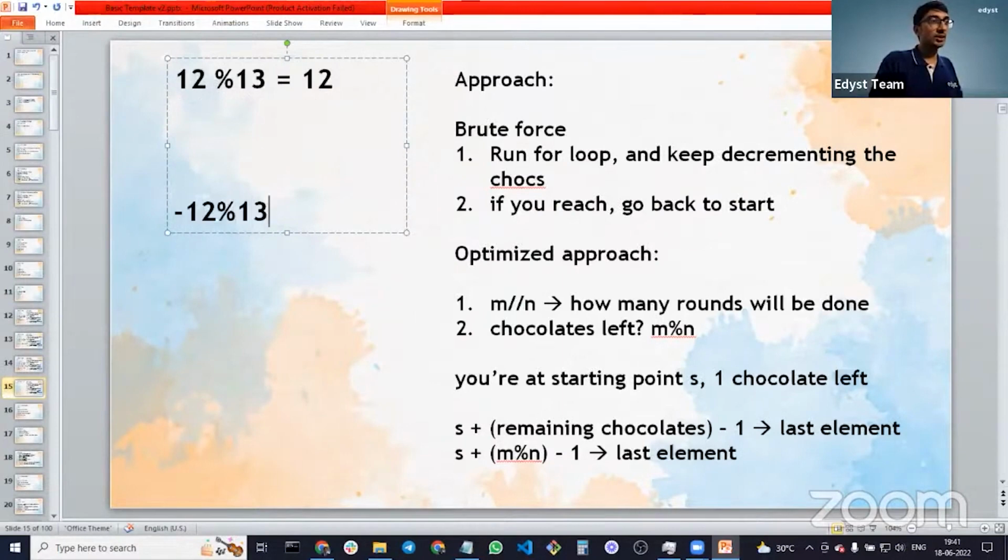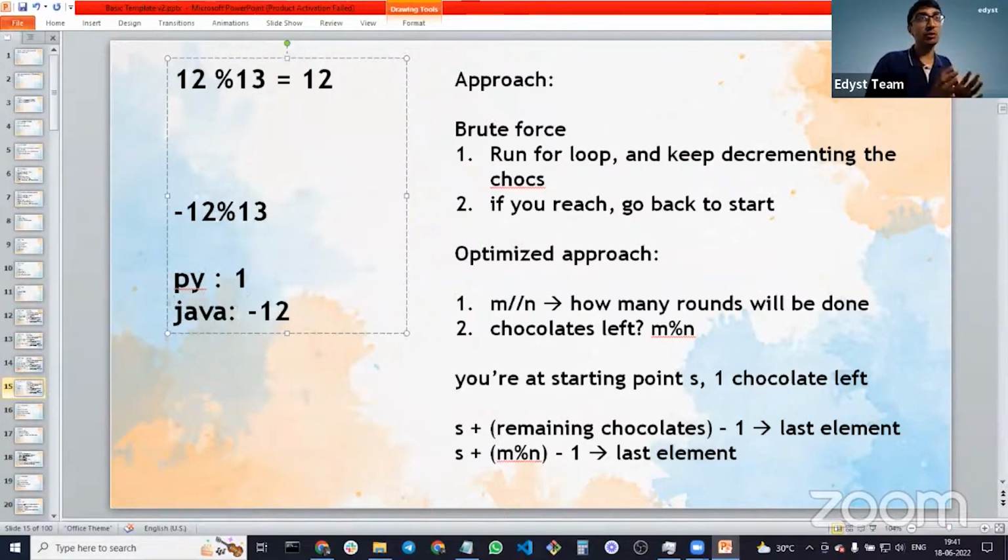Minus 12 modulo 13 is what? Is it minus 12? Is it 1? Python will give you 1. Java will give you minus 12. This is the confusion. This is all I'm saying. In our case, minus 12 does not make sense. Why? You cannot have negative chairs. In the question, the chair number has to be a positive number. I cannot take a negative number. Hence, Java's negative is wrong.